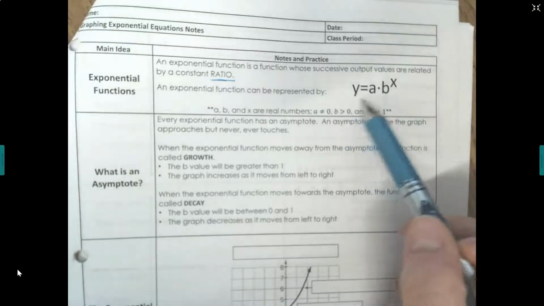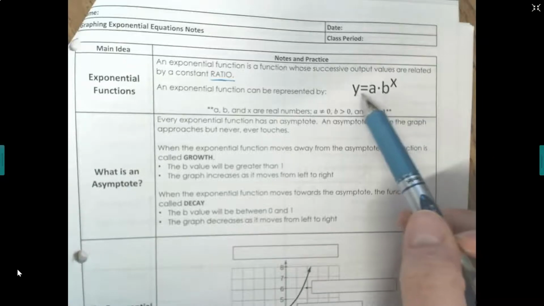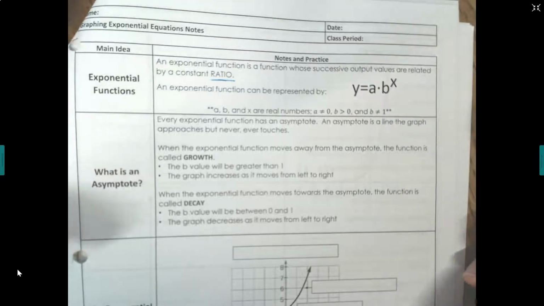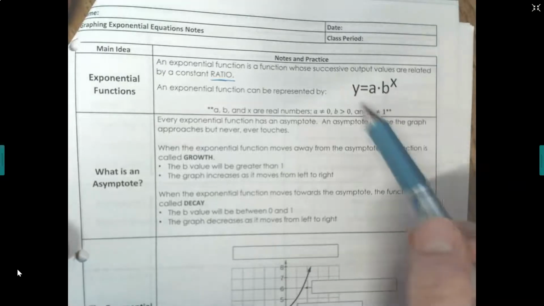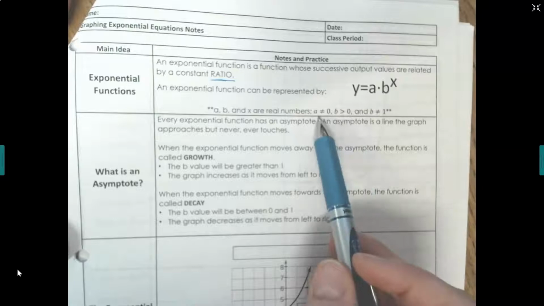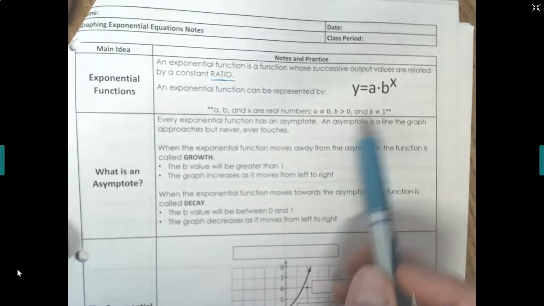Okay, so this is our most basic exponential function, y equals a times b raised to the x. Now notice our variable is in the exponent. Whenever you have an x in the exponent, it's an exponential function. Okay, in this form, a, b, and x are real numbers. A cannot be 0, b has to be greater than 0, and b cannot equal 1.